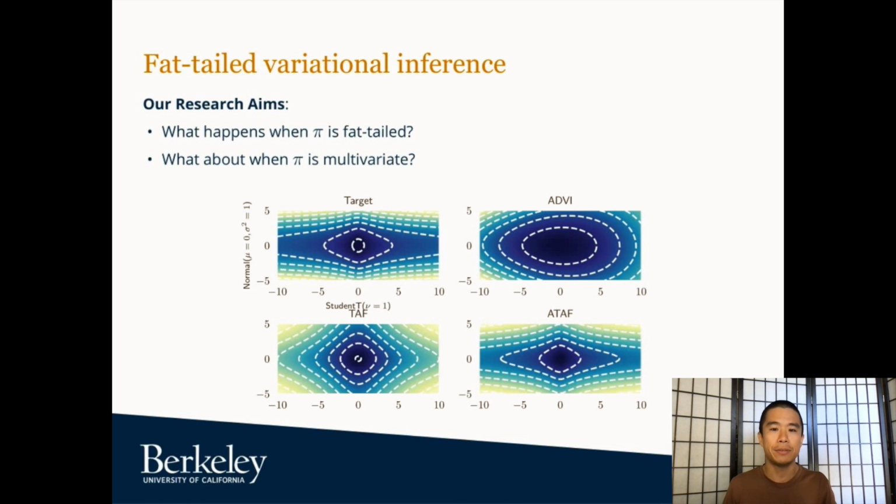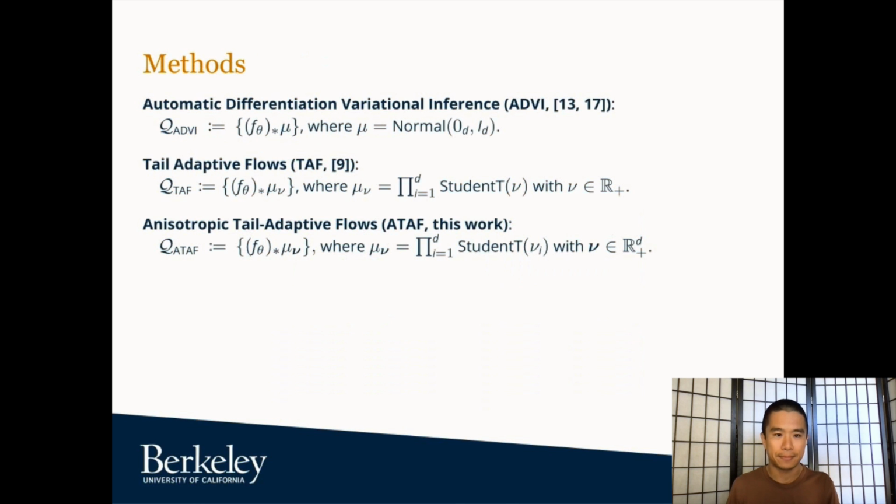In fat-tailed variational inference, we ask the research question, what happens when the target pi is fat-tailed, and what about when it's multivariate fat-tailed? As an example, in the top left, we've shown a target which is fat-tailed Student t in the x direction and light-tailed normal in the y direction. ADV imposes light tails in both directions, whereas a previous method, tail adaptive flow, imposes heavy tails in both directions, neither of which is able to recover this tail anisotropy. In contrast, the method we propose, ATAF, is.